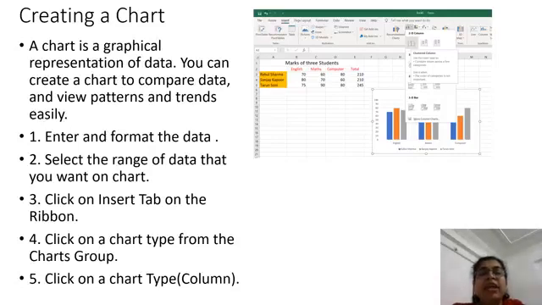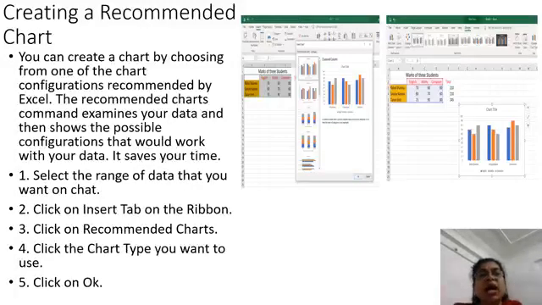After that, select the range of data that you want on the chart. So here we want all the 3 students' names along with the subject titles and these 3 marks, not the total. So select it accordingly. Click on the Insert tab on the ribbon. Then click on the chart type from the chart group. Here we are selecting column. So the column chart will get inserted.